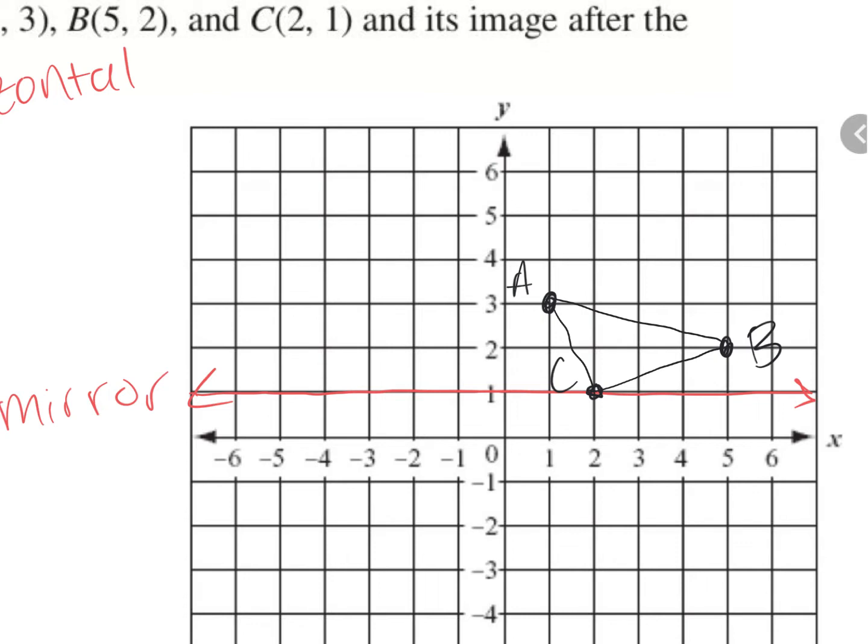A prime. Do you have to move down now? You do have to move down now. Why are we moving down now? Because it's a horizontal line. Good. The mirror is horizontal, right? So what's the perpendicular movement to a horizontal line? Vertical, right? So we're going to move down 2 to get to the mirror. So what are the coordinates of A prime?